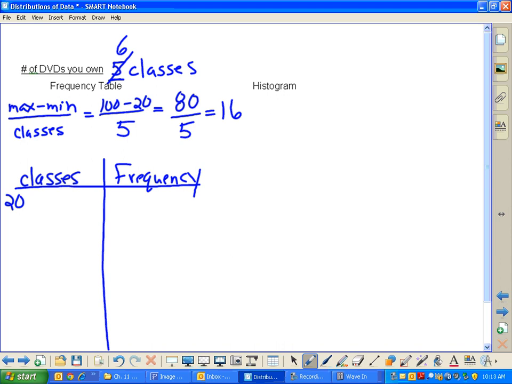So 20 plus 16, you're at 36. And then 36 plus your 16 takes you to 52. Plus 16 again takes you to 84. Right now I'm at 1, 2, 3, 4, 5 classes. Well, if I add 16 onto that, finally I'm at 100.